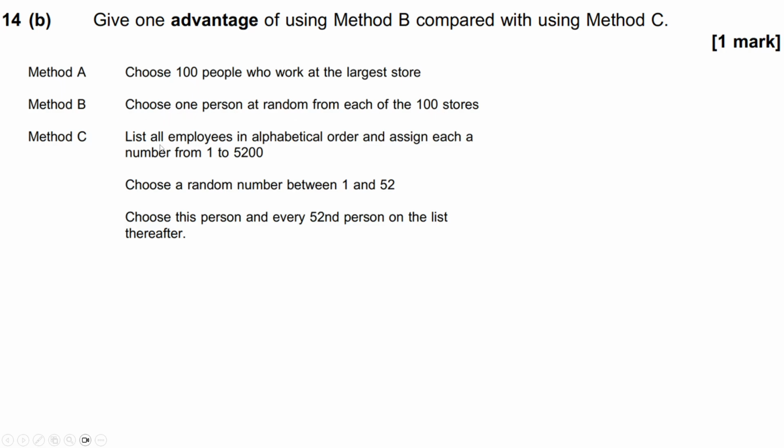Choose one person. We've already read this. List all the employees in alphabetical order and assign each number from 1 to 5,200. Choose a random number between 1 and 52. Choose this person and every 52nd person on the list thereafter.